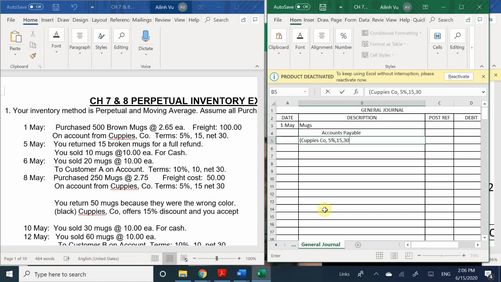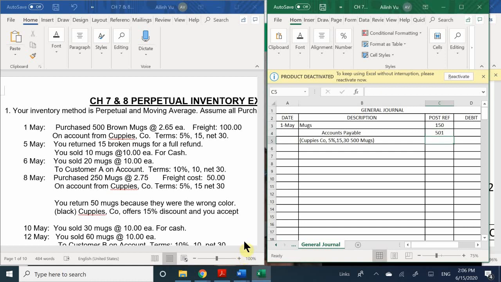15, comma 30. And I'm going to write in here for 500 mugs. Okay? And then I'm going to enter in my post reference. So what's my post reference? Mugs are 150. Mugs is 150. Again, accounts payable. Accounts payable is 201.